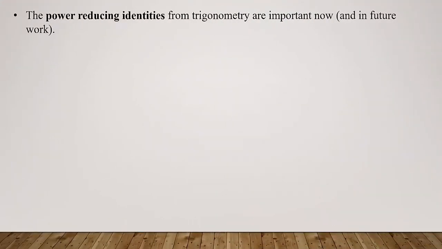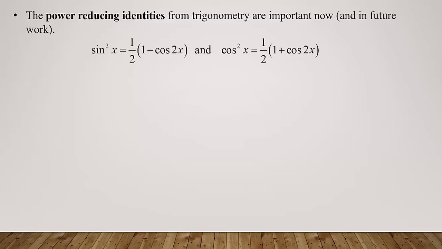All right, folks, our final topic here in this section takes us back to some trig. In trig, you would have learned something called the power reducing identities. The power reducing identities are going to be really important now and going forward in the rest of your calculus career. So here are the power reducing identities. Sine squared x equals 1/2 times the quantity 1 minus cosine 2x. And cosine squared x equals 1/2 times the quantity 1 plus cosine 2x. Really important.